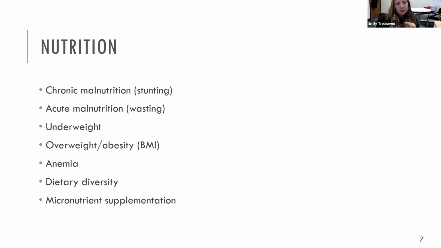More and more programs are interested in identifying children with anemia, and then also measuring dietary diversity and micronutrient supplementation. So going beyond more simplistic measures of undernutrition to try and understand areas of the diet that might be lacking that might contribute to poorer growth over time.